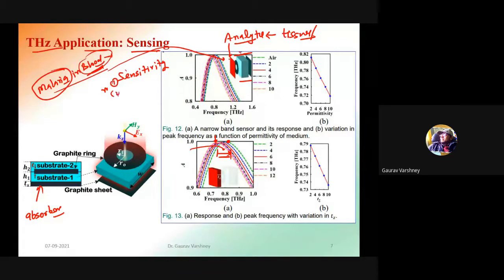Okay, figure of merit, quality factor, and next one is FWHM, full width half maximum. Sensitivity means how much shift there is when we replace normal blood with some infected blood. A large shift means this absorber or biosensor is providing high sensitivity, and such biosensors are difficult to develop.